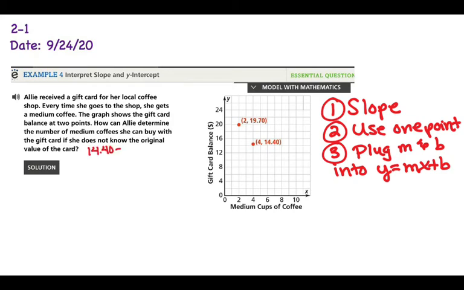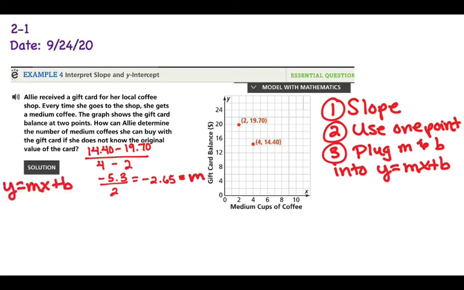All right, so I'm going to use 14.4 minus 19.7. Those are our 2 y's. And then x2 minus x1 would be 4 minus 2 on the bottom. So when you subtract it, you get negative 5.3 on top and 2 on the bottom. Then you just divide, and you get negative 2.65, which means every coffee she buys is $2.65. So now all you have to do is work backwards.